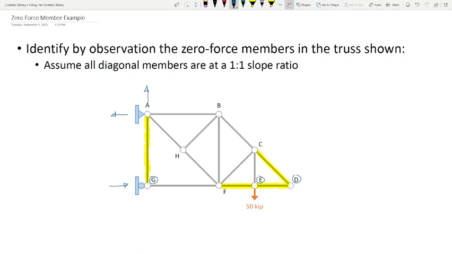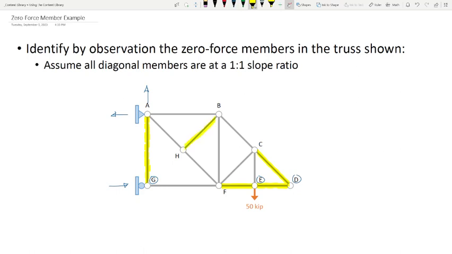There's one more in there. There's one more zero force member in this truss. Is AH zero? AH, you're on the right track, but it's not AH. Look at joint H. HB. Why? I say here that all the diagonals are at a 1-to-1 slope ratio. If they're all at a 1-to-1 slope ratio, then what can you tell me about AH and HF? They're parallel, right? And if they're parallel, this force and this force are the same, and that one is 0.